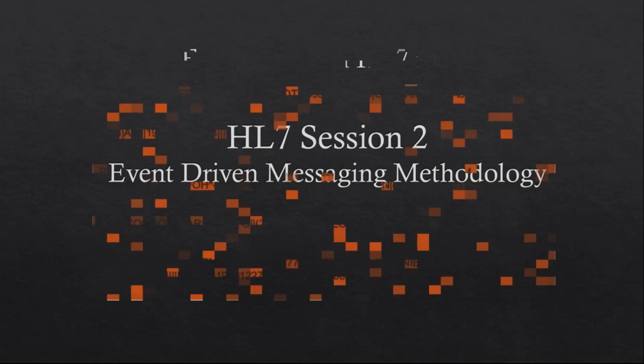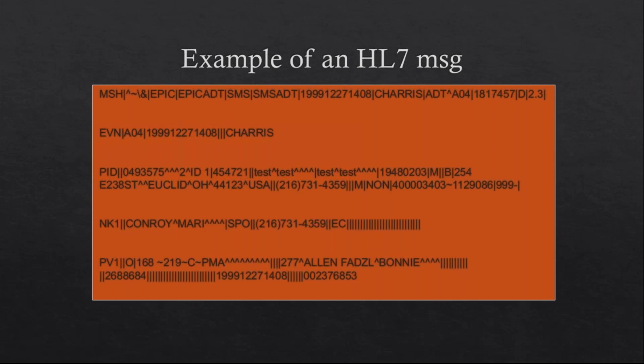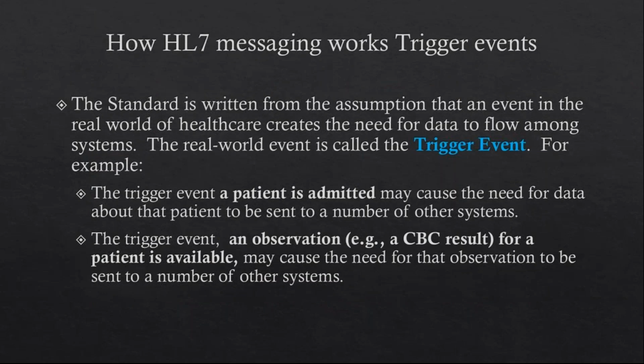Okay, so if you look at a test message, we have seen that we have different segments in the message, each segment has fields, and each field is again divided into components, right? And as I said, the standards are written from a perspective that an event which happens in the real world will generate the necessity of data flow from one system to the other. So what does that mean?